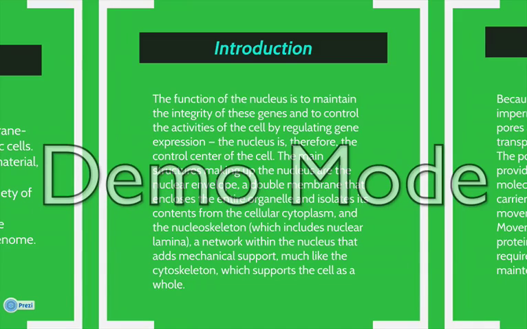The main structures making up the nucleus are the nuclear envelope, a double membrane that encloses the entire organelle and isolates its contents from the cellular cytoplasm, and the nucleus skeleton, which includes the nuclear lamina, a network within the nucleus that adds mechanical support much like the cytoskeleton, which supports the cell as a whole.